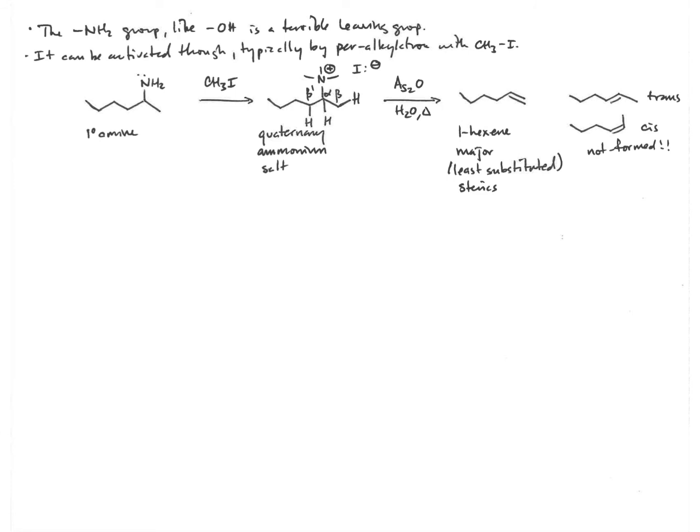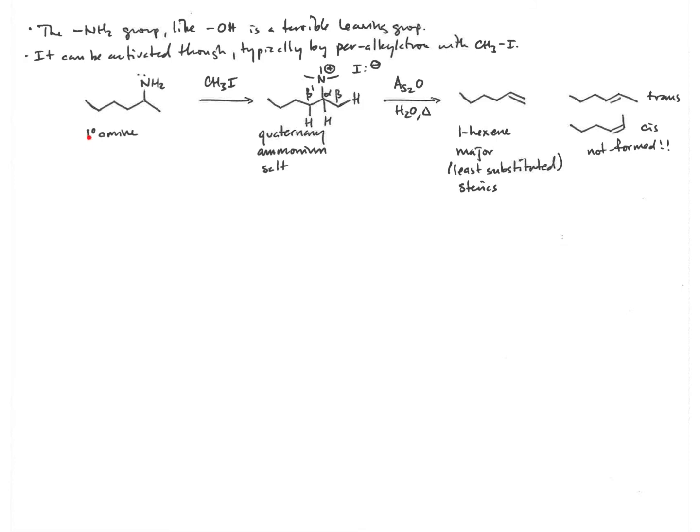So lastly, this final reaction is called the Hofmann elimination. So the NH2 group, like the OH group in an alcohol, is a pretty bad leaving group. The Hofmann reaction, you can actually make it into a leaving group. And typically the conditions you use are methyl iodide. And what's going to happen is the amine will undergo peralkylation. So we saw that was an issue with amines, is polyalkylation.